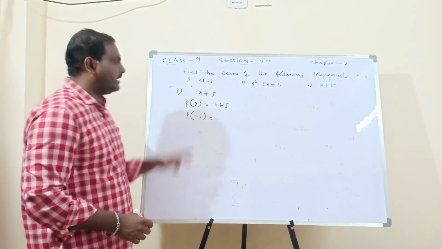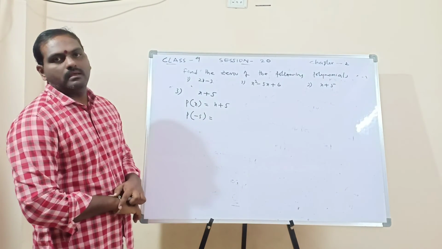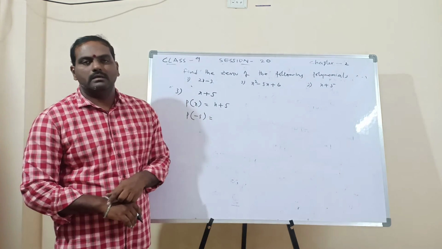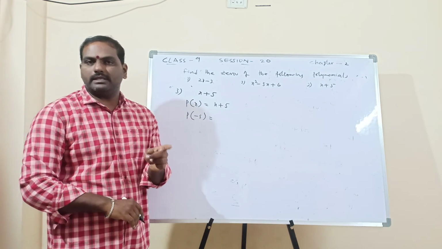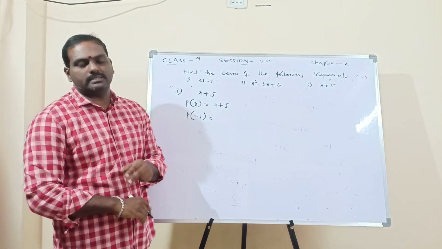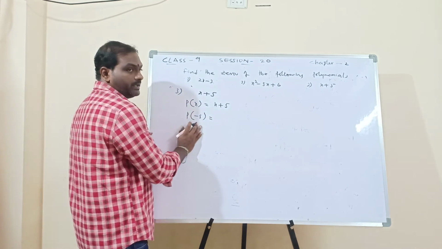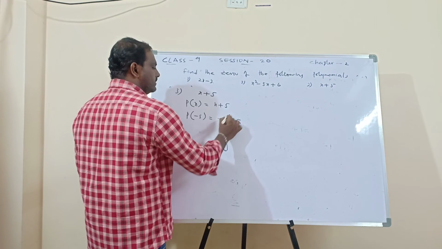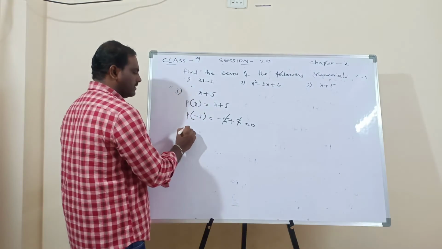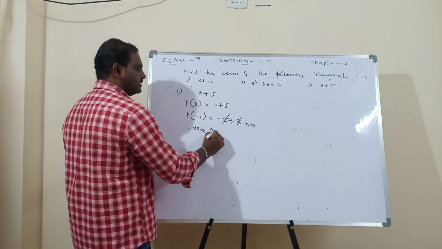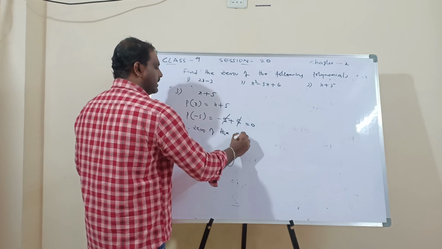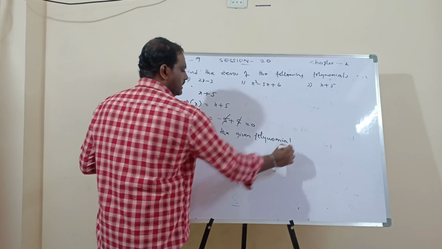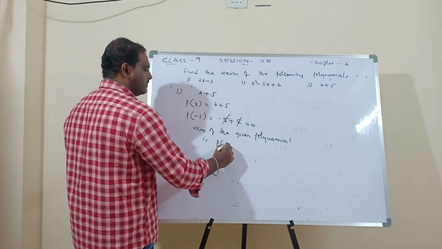Directly I can write it. If I write P of 1, what happens? 1 plus 5, 6. If I write P of 2, 2 plus 5, 7. If I write P of minus 1, minus 1 plus 5, you get plus 4. Minus 2 plus 5, plus 3. So if I write directly P of minus 5, then what happens? Minus 5 plus 5, so the answer is 0. So therefore the 0 of the given polynomial is P of minus 5.